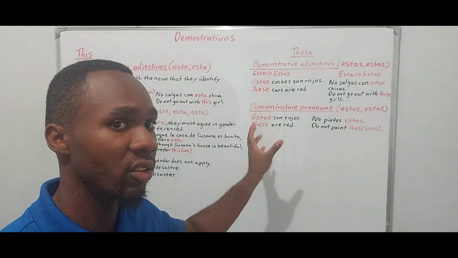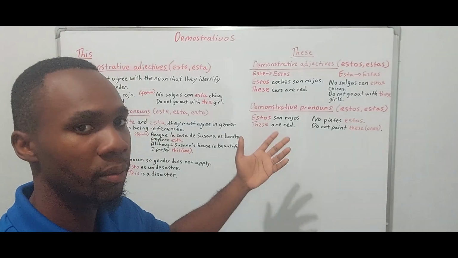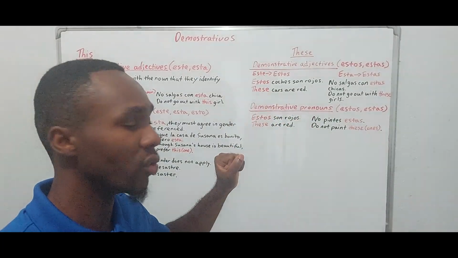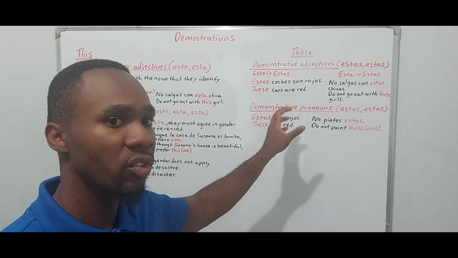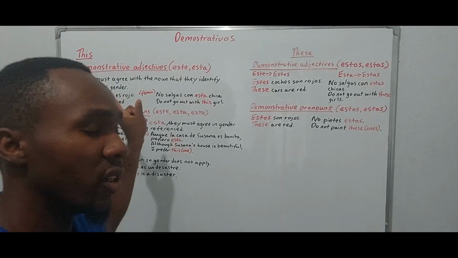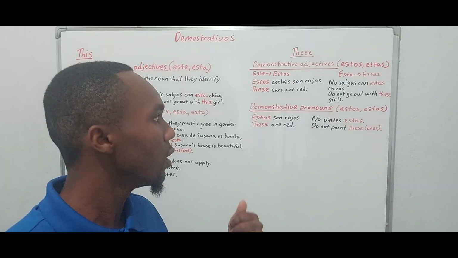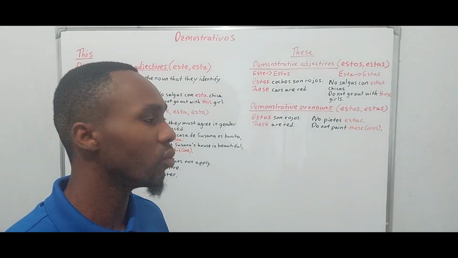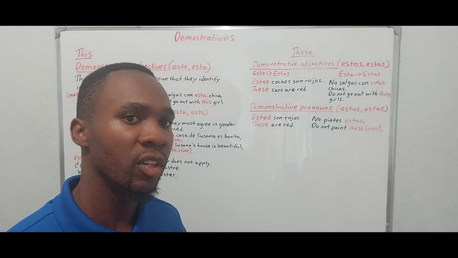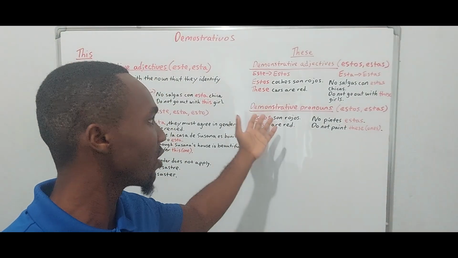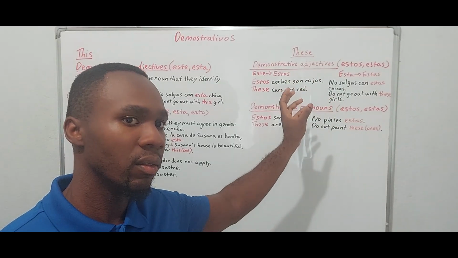And the same rules with gender apply. So if we have a noun that is masculine, and obviously plural because we're talking about these, we're going to use estos. For example, estos coches son rojos. These cars are red. As you see, this is the plural form of the first sentence. Estos coches son rojos. No salgas con estas chicas. Do not go out with these girls. So once we have nouns that are masculine and feminine and they're plural, we can use these adjectives.